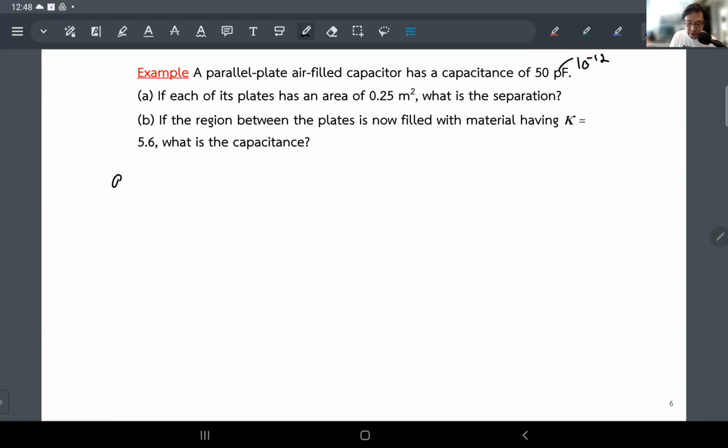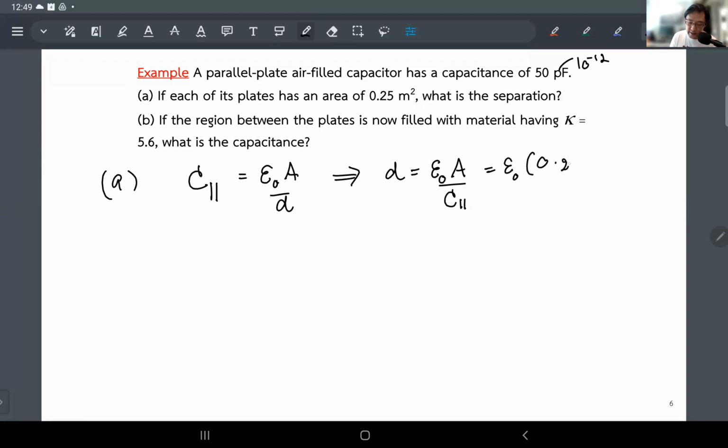So part A is simply plug and play. For a parallel plate capacitor, let me emphasize, just a parallel plate, it's just epsilon naught A over D. So all you need to do is plug in. D is going to be epsilon naught, a constant, A is given, and C is also given, and then you're done. Just put the SI system in there, and 50 times 10 to the negative 12. Done. There you go. The final answer will be in meters.